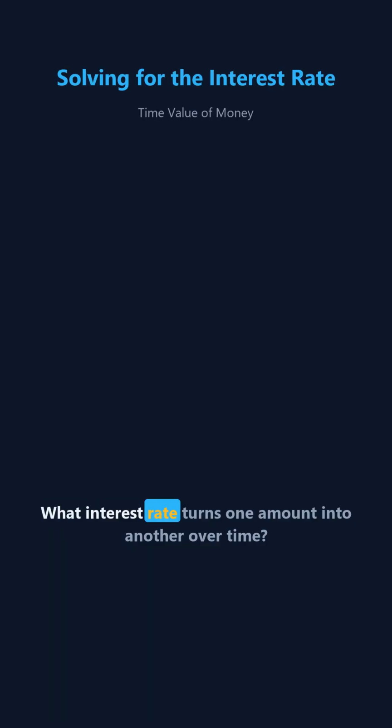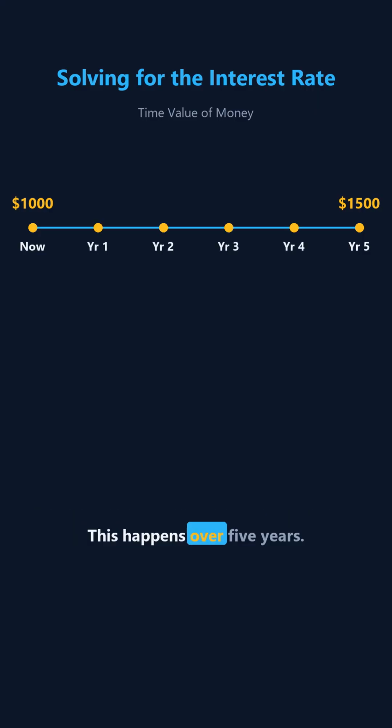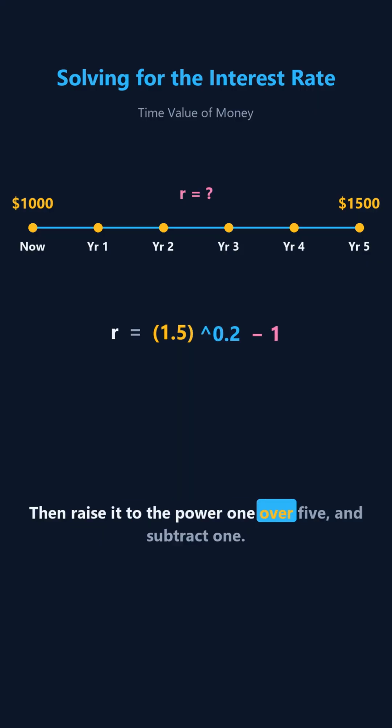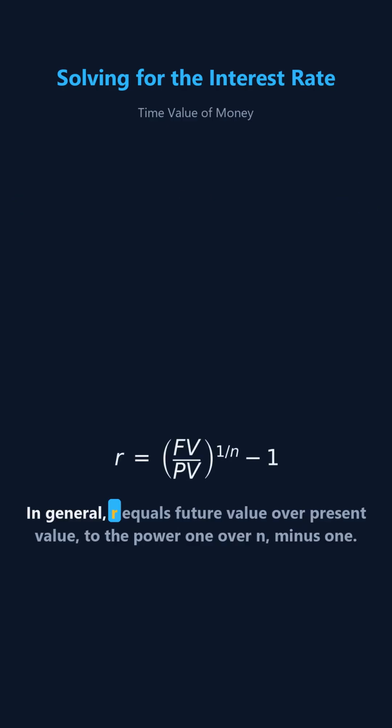What interest rate turns one amount into another over time? An investment grows from $1,000 to $1,500. This happens over 5 years. We take the ratio of future value to present value. Then raise it to the power 1 over 5 and subtract 1. The implied annual rate is about 8.45%. In general, r equals future value over present value to the power 1 over n minus 1.